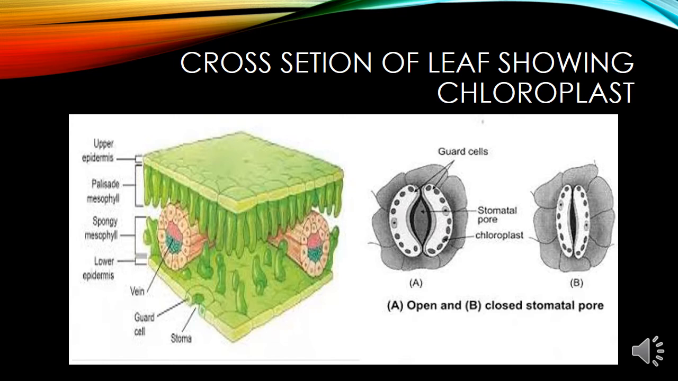Now you find a picture of stomata. Stomata have two important parts. One is the guard cell, and these guard cells also have chloroplast inside them. Now there are two photographs. One is an open stomata, when the guard cells are open, and there is a closed stomata, when the guard cells are closed.